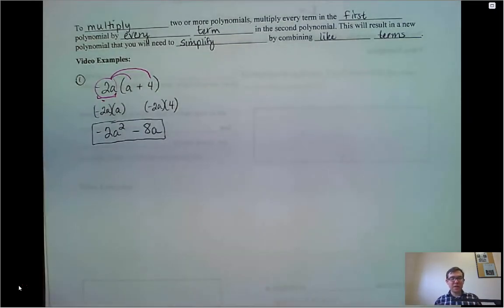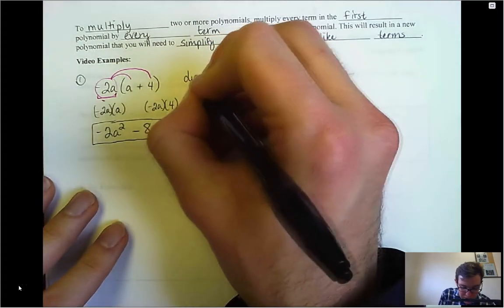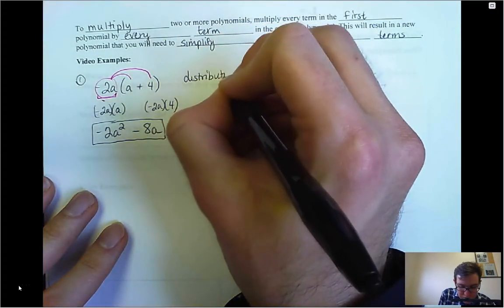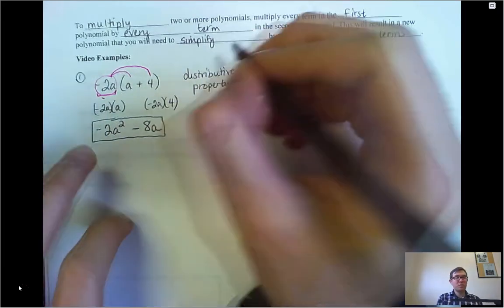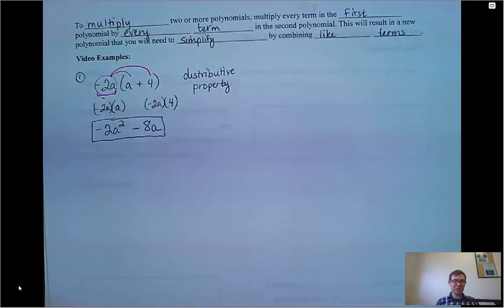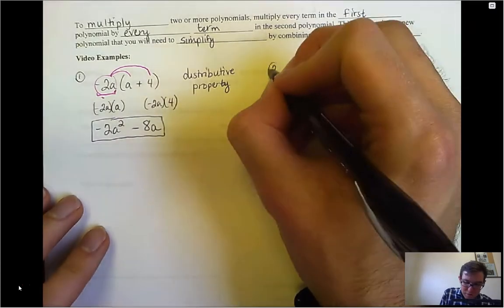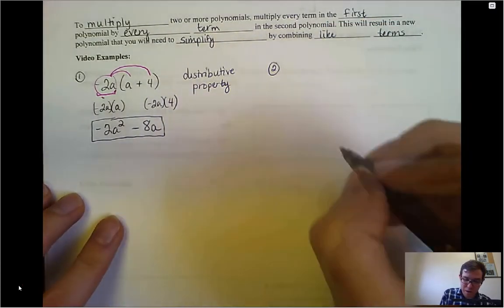So multiplication of polynomials is really just another way of saying that we're going to use the distributive property, because that's really all we did. We just distributed the negative 2a on the outside of the parentheses to every term inside the parentheses. Okay, let's look at another example that also uses the same property.